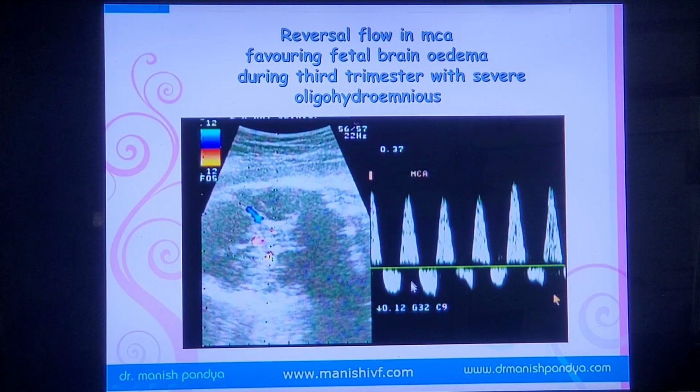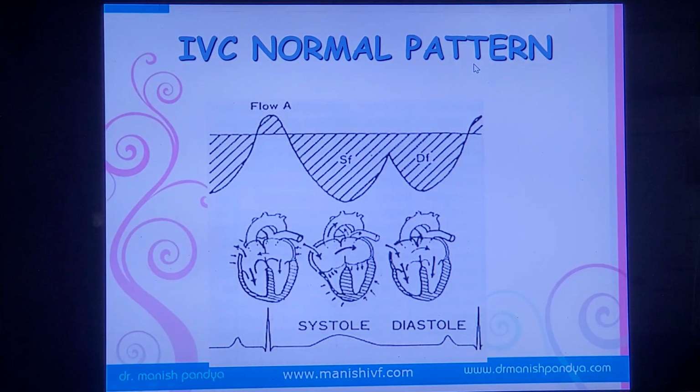What is this? Reverse flow in the MCA. Reverse flow in MCA favoring fetal brain edema during third trimester in severe oligohydramnios. Then you have to look for IVC.